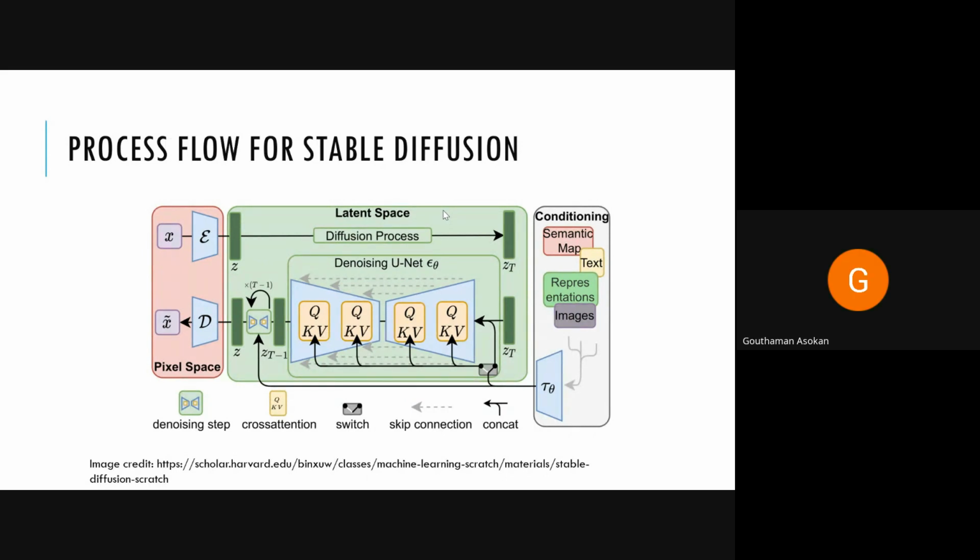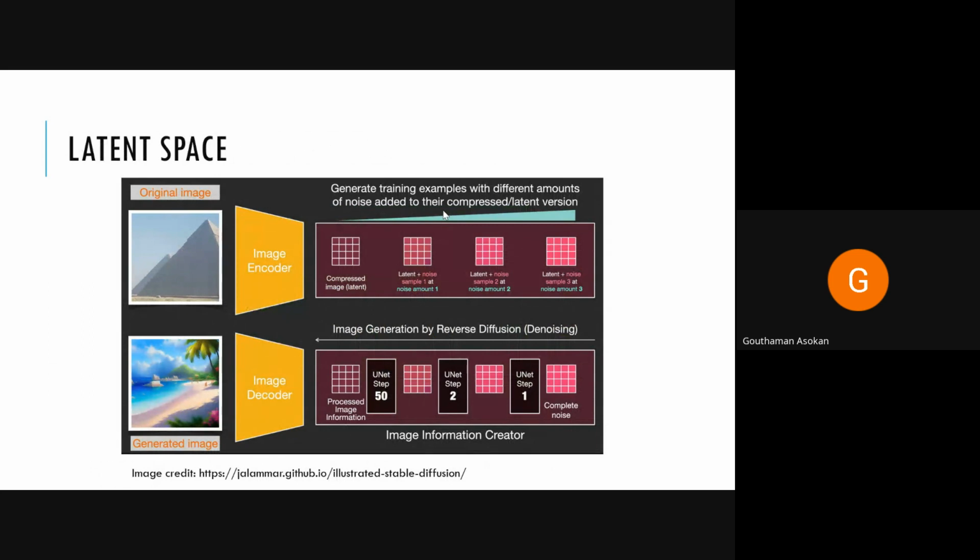So this is about stable diffusion. Again, the same thing that I've told: you have the original image, you have the image encoder, you have this compressed image, which works in the lower dimensions, and with that we add the noise at different time steps. Again, we denoise it in that same latent space, and with the decoder we try to bring back the original image. So that's how the latent space works.